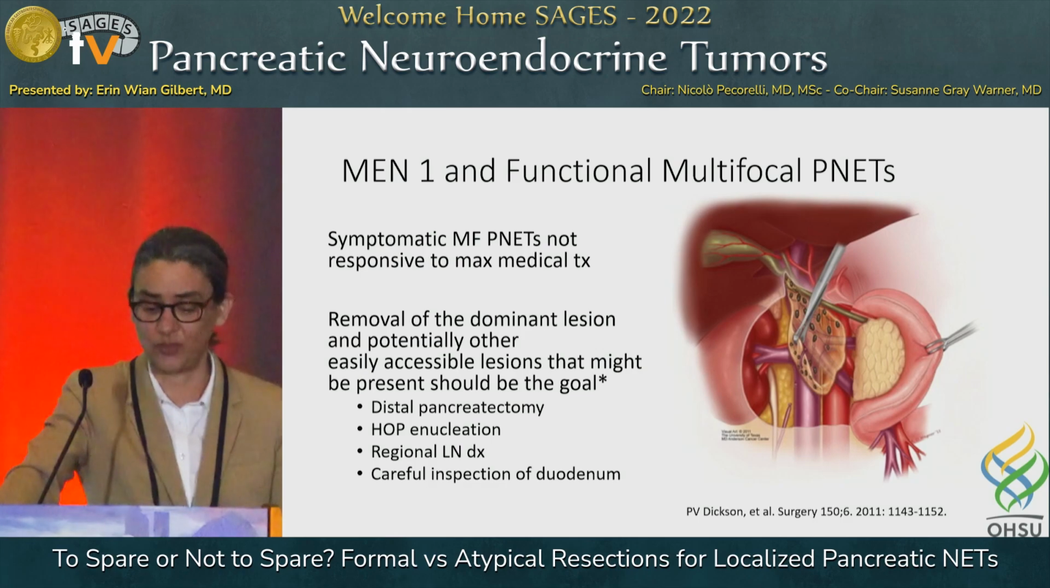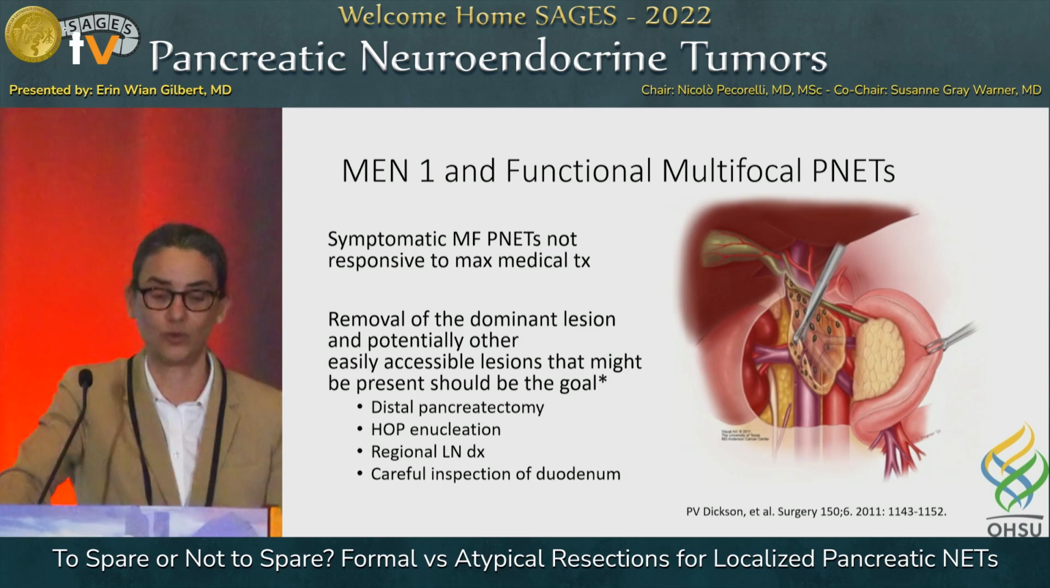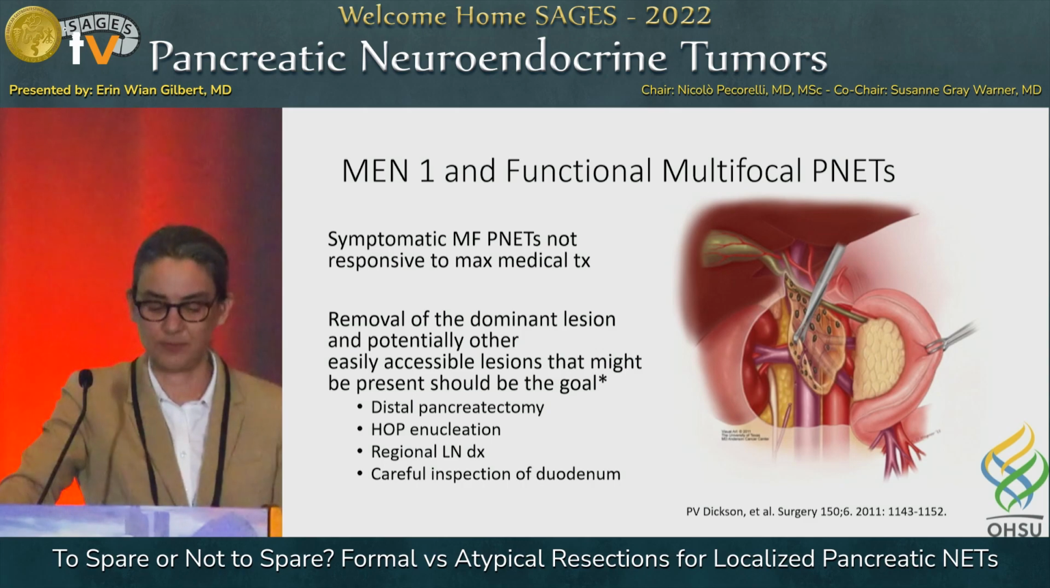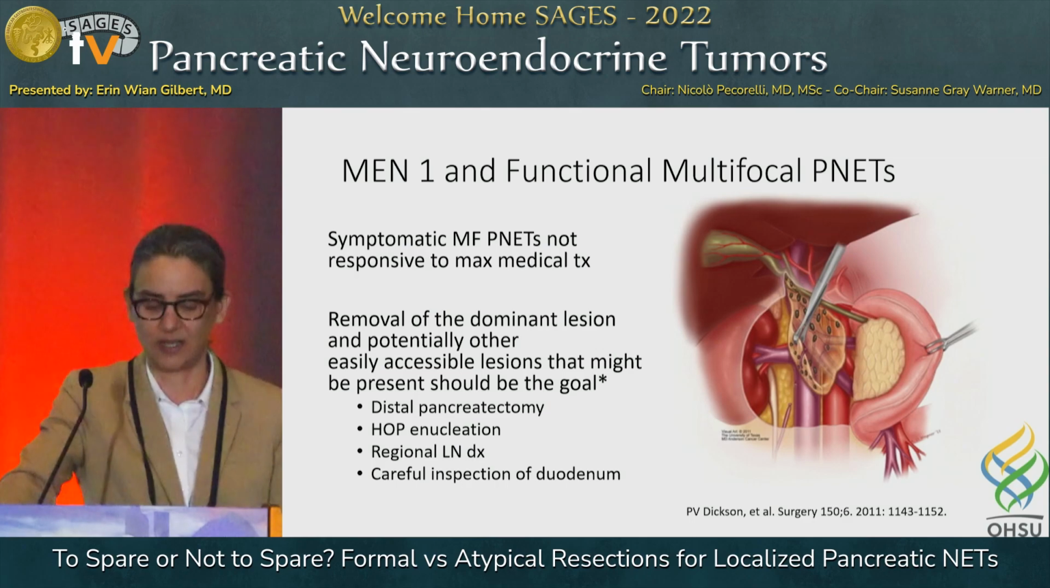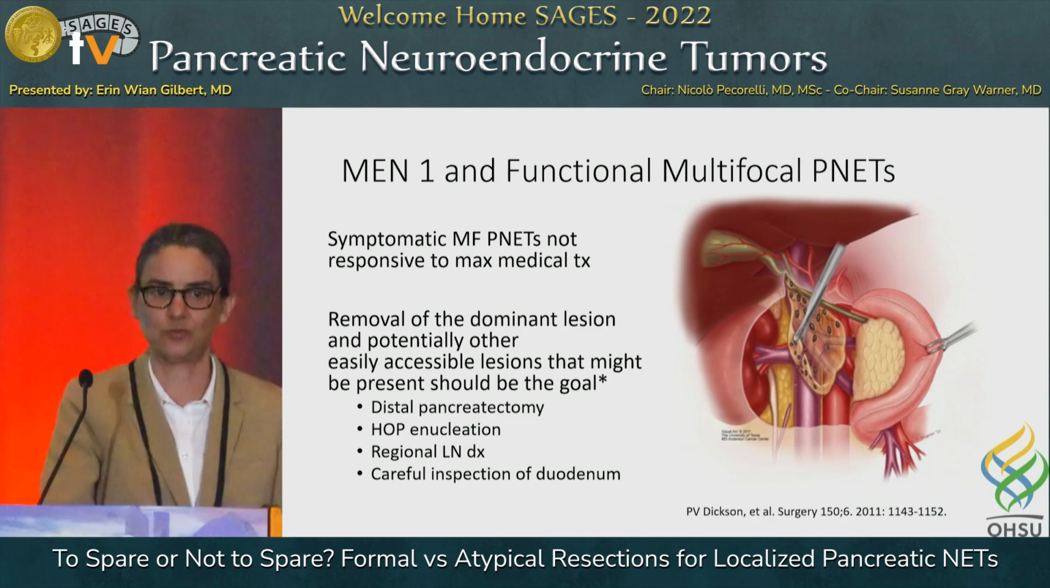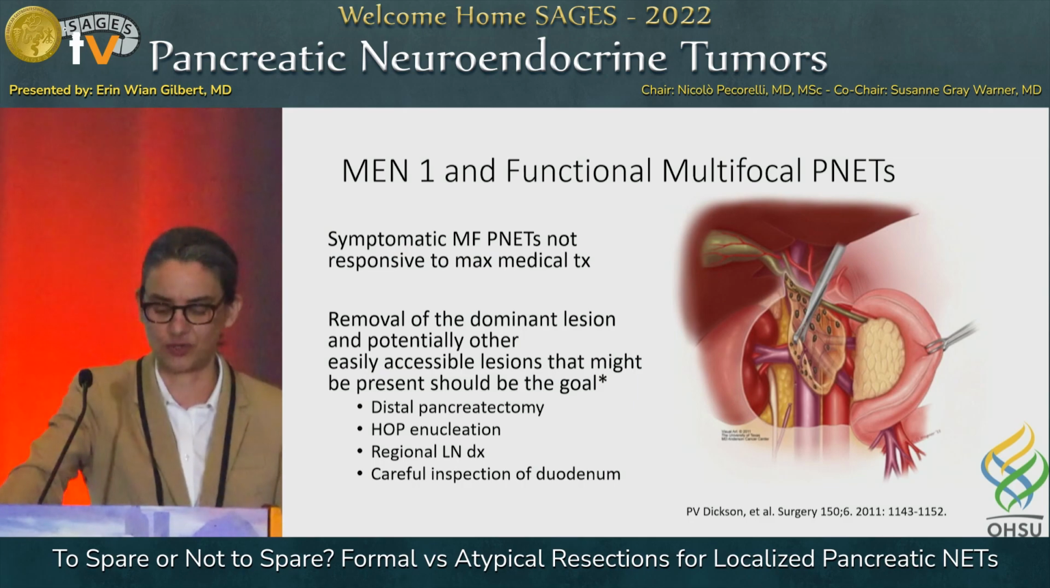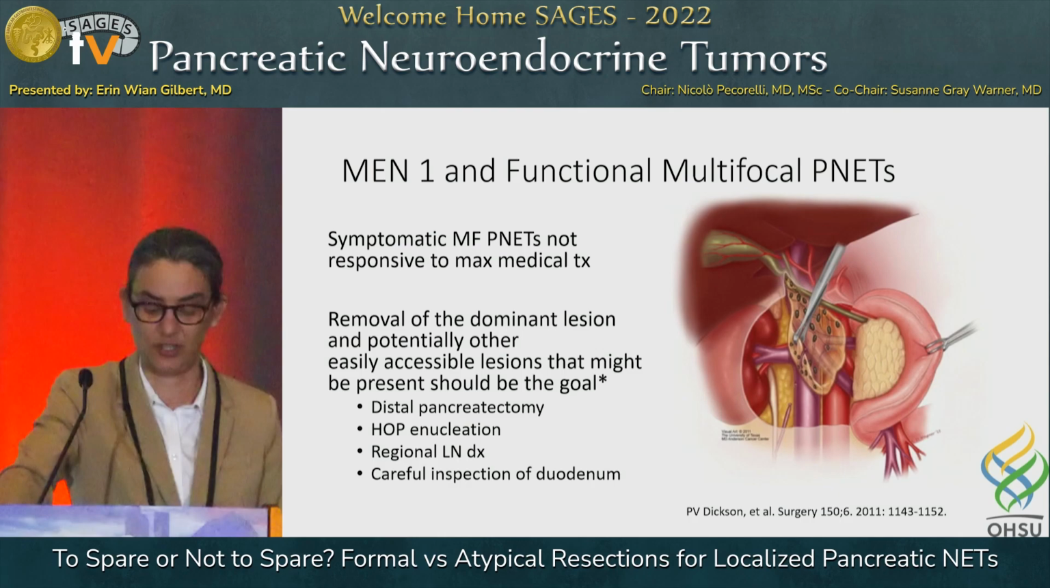In the MEN1 patient with multifocal disease, usually gastrinomas, a surgical approach that balances oncologic principles with the desire to preserve the pancreas is very important, as these patients are unlikely to have long-term cures. Distal pancreatectomy for body tail lesions with enucleation of any head or uncinate lesions using intraoperative ultrasound with a regional lymphadenectomy would be strongly considered, as well as ruling out duodenal disease. With this strategy, eugastrinemia can be found in up to 60% of patients in this setting.